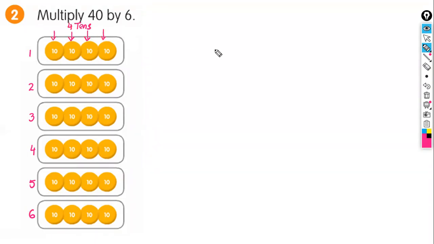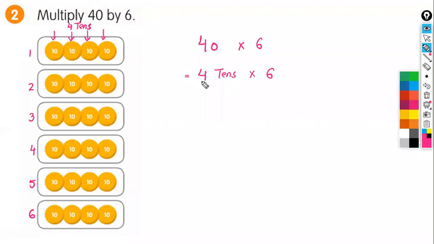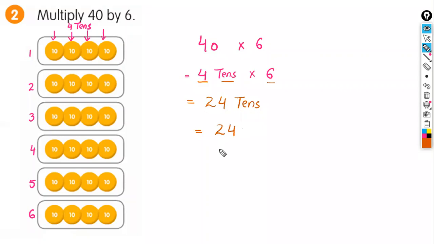So this 40 multiplied by 6 can also be written as 4 tens multiplied by 6. So we will just multiply the digits together, 4 and 6. So 4 times 6 is 24. And this tens will be written as it is. So 24 tens will be equal to 240. So 40 times 6 is equal to 240.